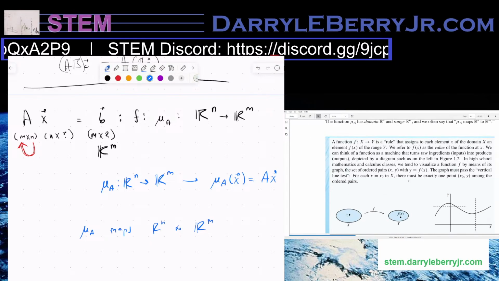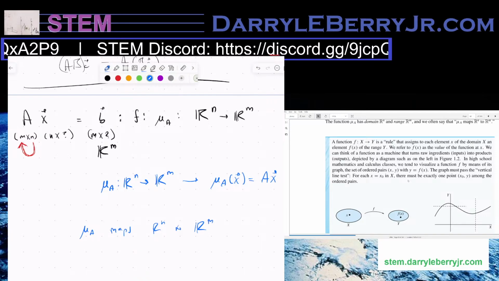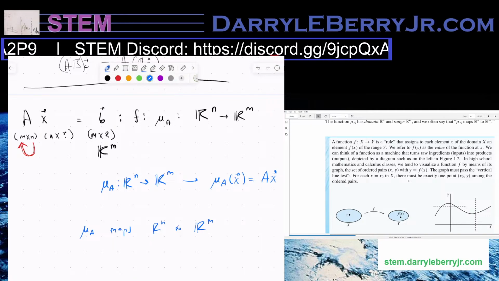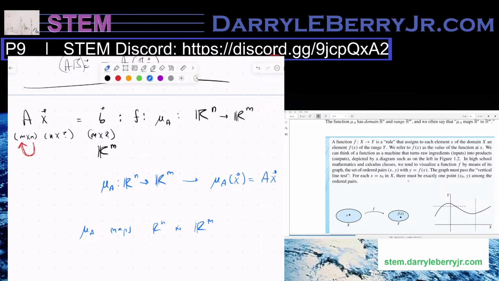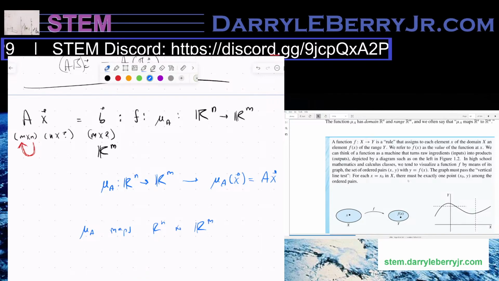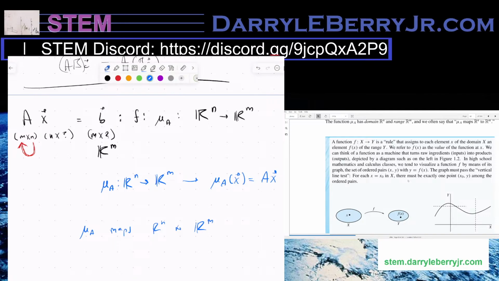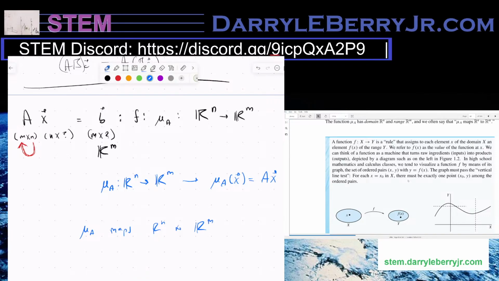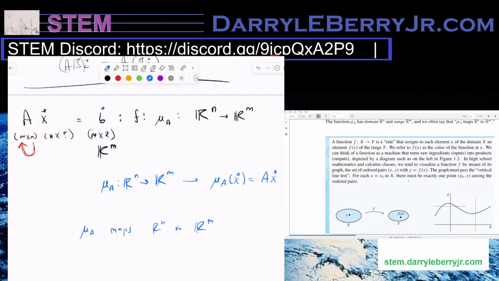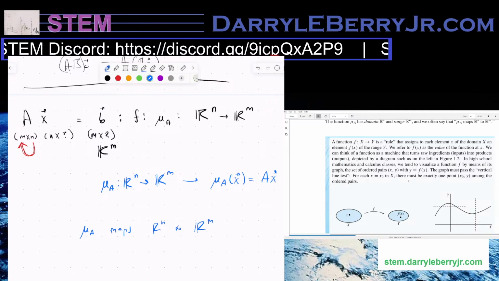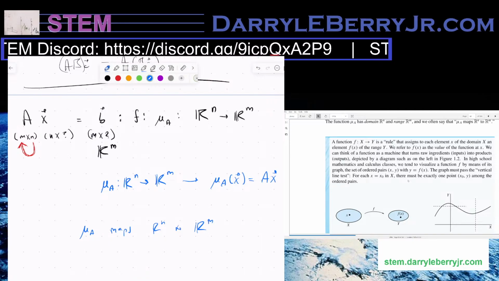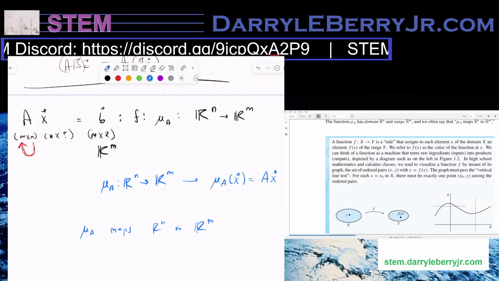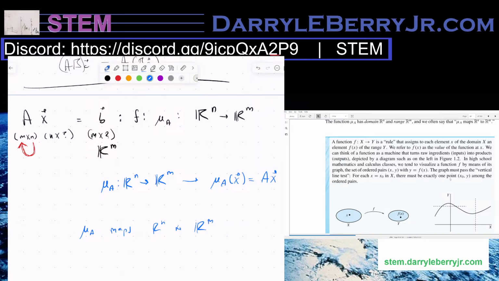All right? A function f from x to y is a rule that assigns to each element x of the domain x an element f of x of the range y. We refer to f of x as the value of the function at x. We can think of a function as a machine that turns raw ingredients or inputs into products or outputs, depicted as a diagram such as on the left of figure 1.2.